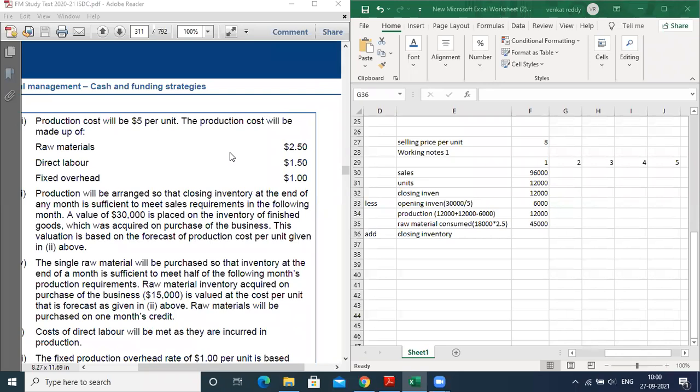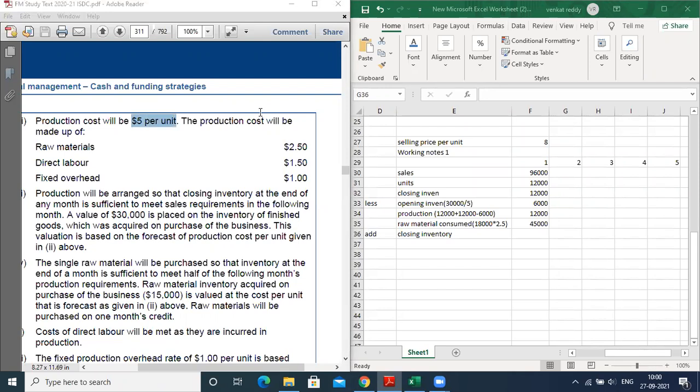They also gave a value of $30,000 placed on the inventory of finished goods, which was acquired on purchase of the business. And this valuation is based on the forecast of production cost per unit. So how did we get the 30,000? This 30,000 is based on the production cost per unit, that is 5 per unit.